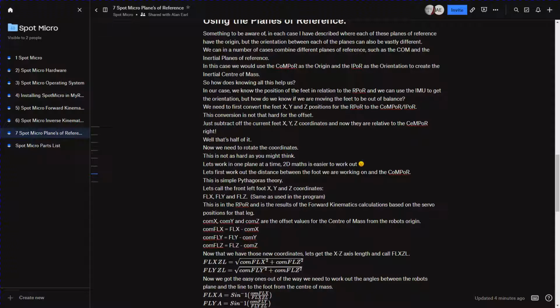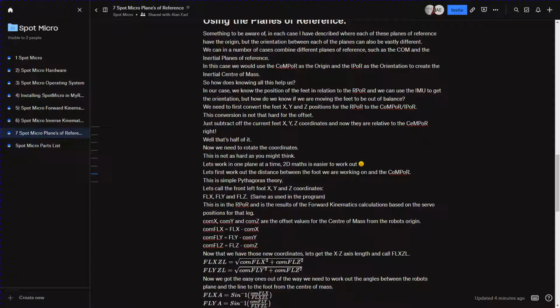We can then calculate a straight line from the center of mass of the robot out to each of the feet. We'll do the easy one first. We can calculate the line and how long that line is. Once we know how long that line is, we can also calculate the angle of that line.